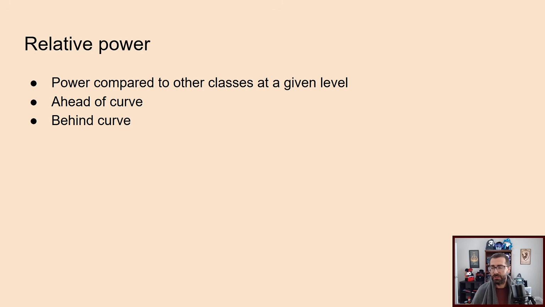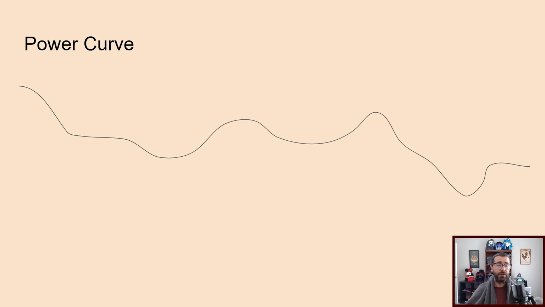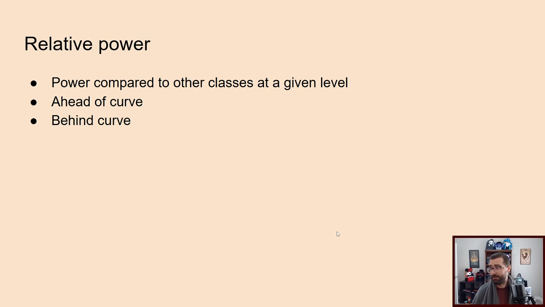And sometimes some of these classes might be better than others, and we might call them ahead of curve. Maybe they get a feature earlier than everyone else. Maybe they have something that other people do not have until a higher level. This is being ahead of curve. Whereas if you feel weaker at a certain level, then you are behind the curve. So someone who is up here or up here might be ahead of the curve at that time, whereas someone who is down here or even down here might be below the normal expected power level at that time.